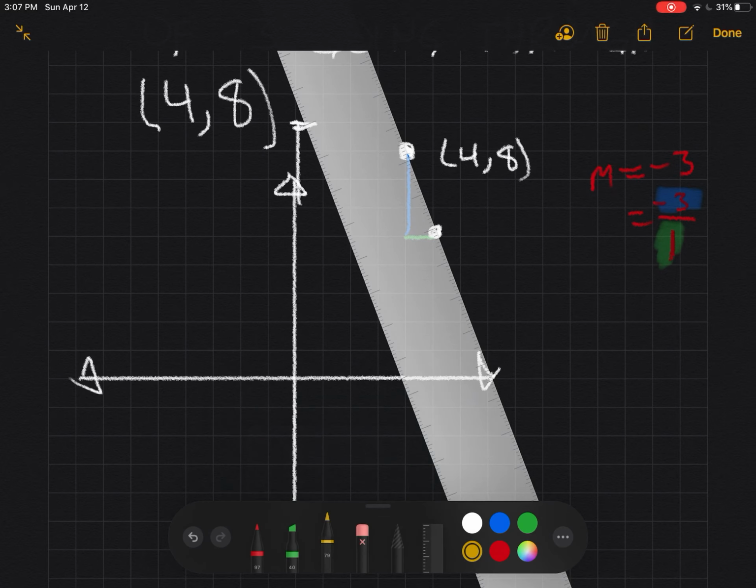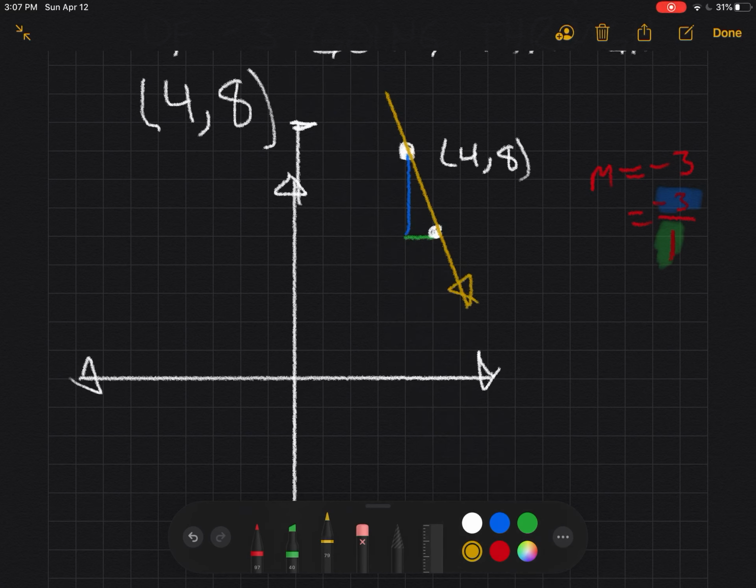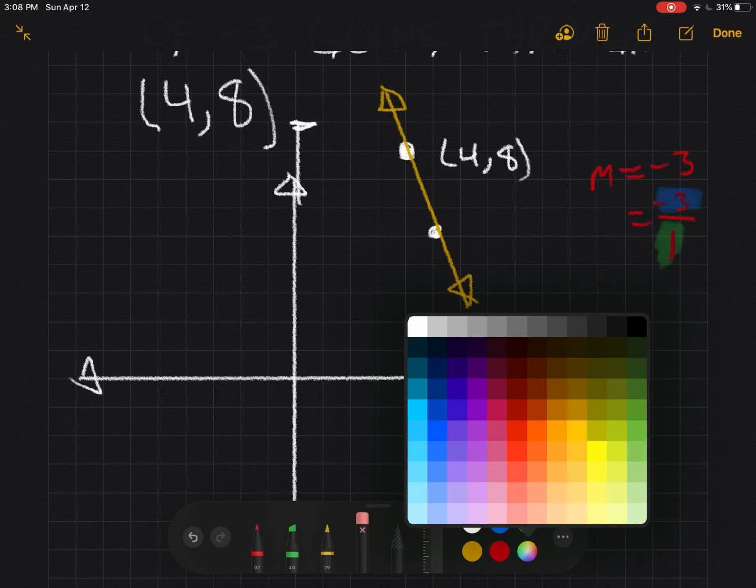So that is enough to graph this line. Let's graph it in yellow. Oops, that's terrible. Even with the ruler in the tablet, I still struggle. Oh well, I have other strengths. And so that's our little line.